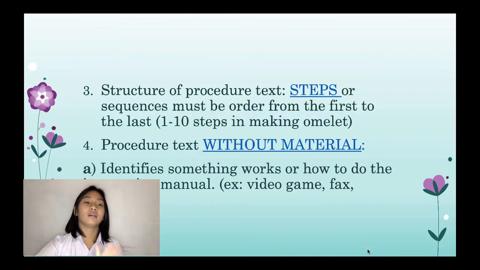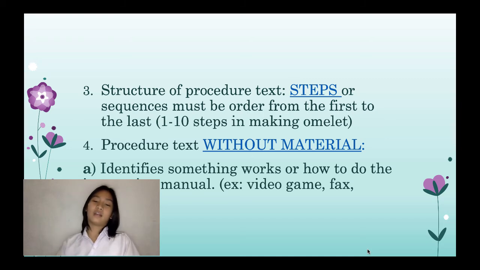Okay, next, the third one, structure of procedural text, steps or sequences must be ordered from the first to the last. So we need steps in everything. Yeah, in making something, we all need steps. Fourth, procedural text without materials. It identifies how something works or how to do the instruction manual, as we just learned before. For example, video game, fax, and computer.